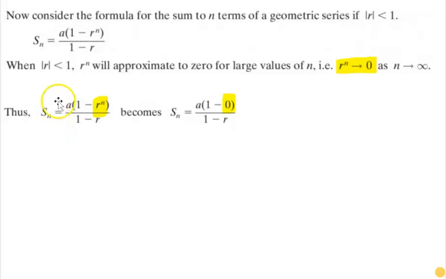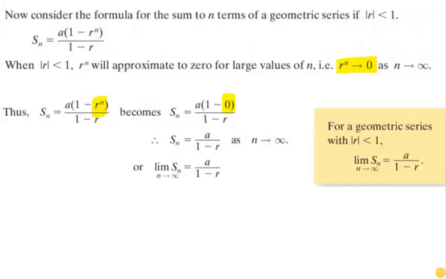Thus, Sn is equal to a times 1 minus r to the power of n all over 1 minus r, becomes Sn equal to a times 1 minus 0 all over 1 minus r. So r to the power of n just becomes 0. Therefore, Sn is equal to a over 1 minus r as n approaches infinity, because we just lose the 0 basically, and then 1 multiplied by a is just a. Or you could say the limit of Sn as n approaches infinity is equal to a over 1 minus r.